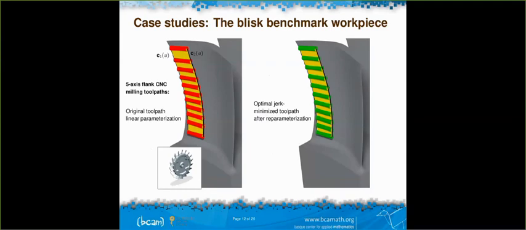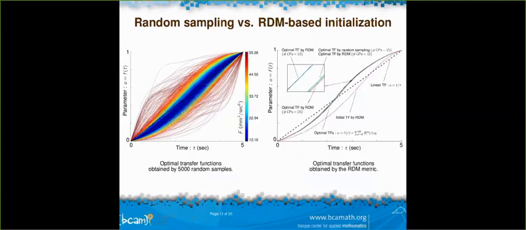Okay, let's continue with our case studies. The first one is the Belisk benchmark workpiece, which is a practical industrial workpiece. I showed this slide previously, but I want to emphasize again: we have a ruled surface given by a toolpath, and we have two boundary curves, C1 and C2. On the left, we have the initial one, and on the right, we have the optimal one. We want to minimize the jerk and find a smooth motion on the path.